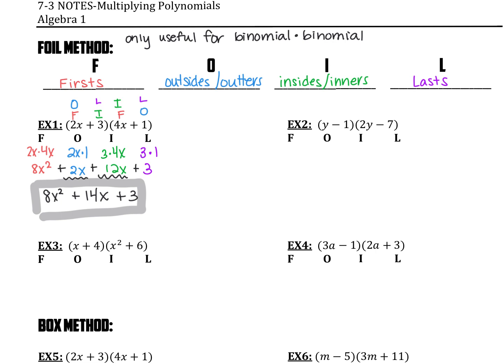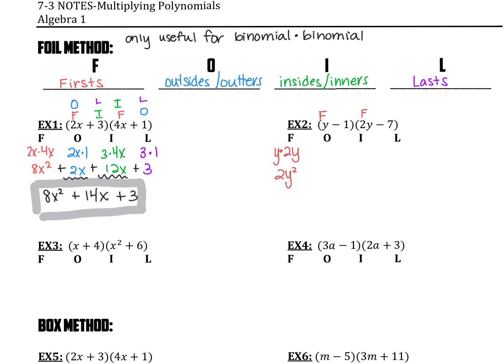So let's look at one that maybe has a negative sign in it. All right, the first thing I would like you to do is think about what your firsts are, your outsides are, your insides are, and your lasts are for this problem. All right, hopefully you had a chance to think that through. My first, let's go back to a pen, would be y and 2y. So I'm going to multiply y times 2y, which gives me 2y squared.